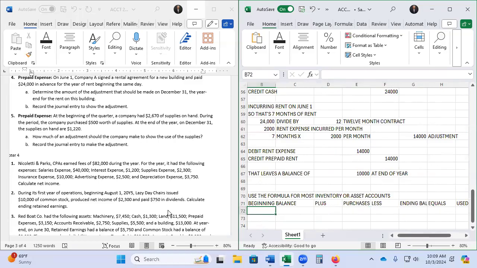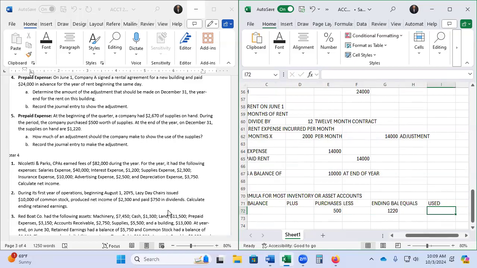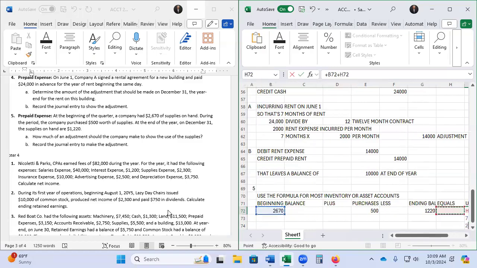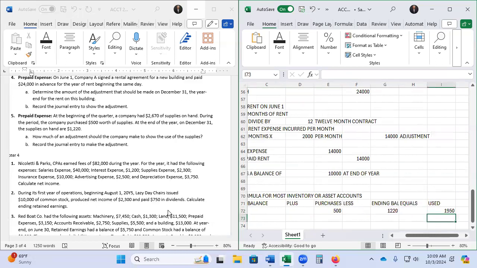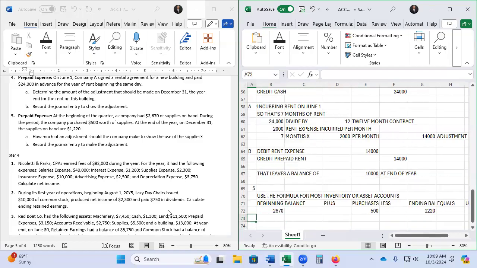And so our beginning balance was 2,670. We add the $500 worth of purchases. And they told us the ending balance is 1,220. So we want to find our used. We add the 2,670 to the 500 and then subtract out 1,220. And so our used is 1,950.